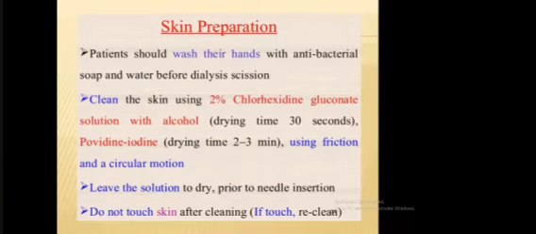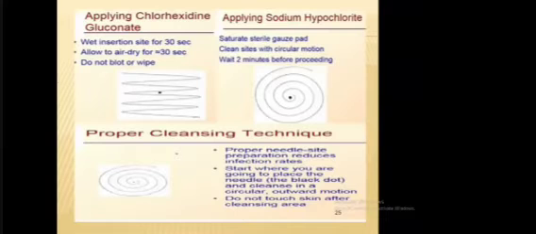Preparation of skin: wash the hand with antibacterial soap and water before the dialysis session. Clean the skin using 2% chlorhexidine gluconate solution with alcohol, and dry for up to 30 seconds. Povidone, using friction and circular motion. Leave the solution to dry prior to needle insertion. Do not touch the skin after cleaning. If touched, then we have to re-clean.